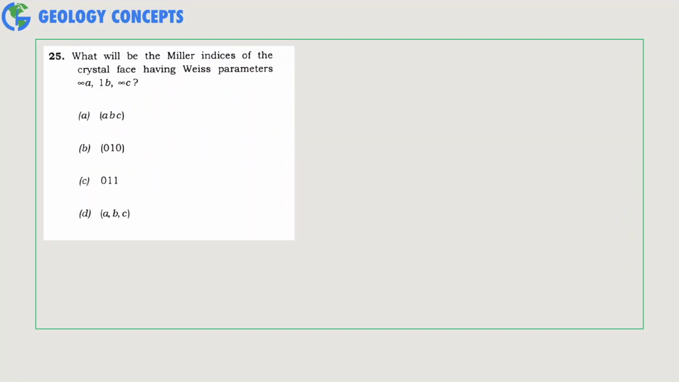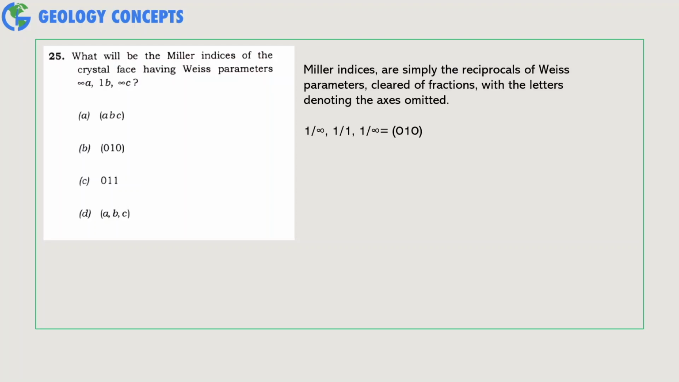Okay, so the next set of questions will be from the mineralogy section. Here is the first question. What will be the Miller indices of the crystal phase having Weiss parameters infinite A, 1B, infinite C? Miller indices are simply the reciprocals of Weiss parameters cleared of fractions, with the letters denoting the axes omitted. So after omission of the axis notation and taking the reciprocals, we have 0 1 0 as the Miller index. Hence, option B is the correct answer.